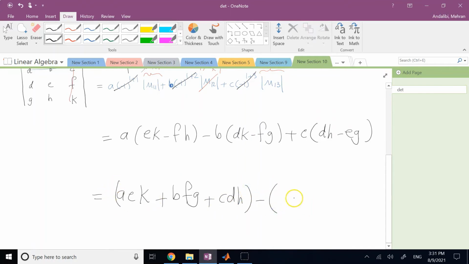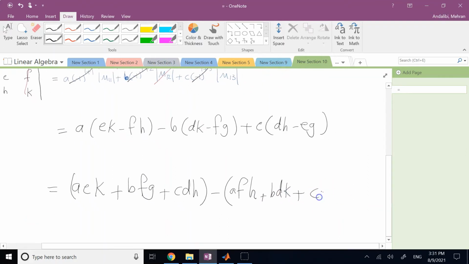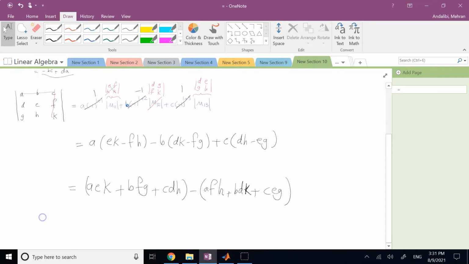minus, you will get AFH, and then BDK, and then CEG. Okay, so if you look, you clearly see 3 terms are positive, 3 terms are negative. So this is how you can go about calculating a 3 by 3 by expanding. And again, it doesn't matter which row or which column.